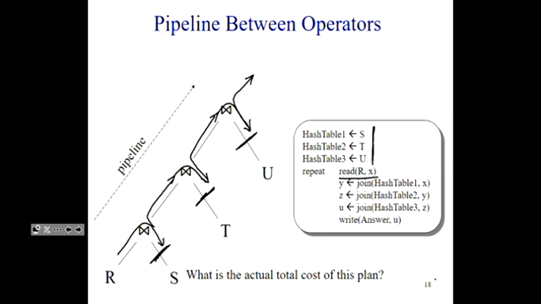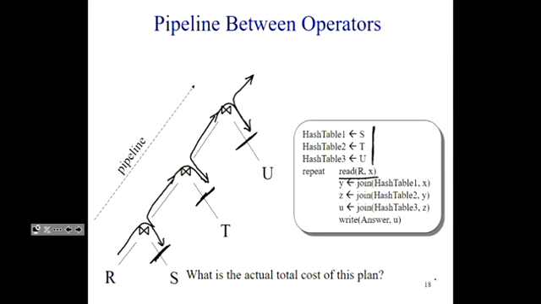Your final result tuple is U, small u, and then you write that out to the output. Okay, so here you are essentially skipping the step of storing the intermediate relations R joined with S or R joined with S joined with T. You're simply pipelining through the whole process.